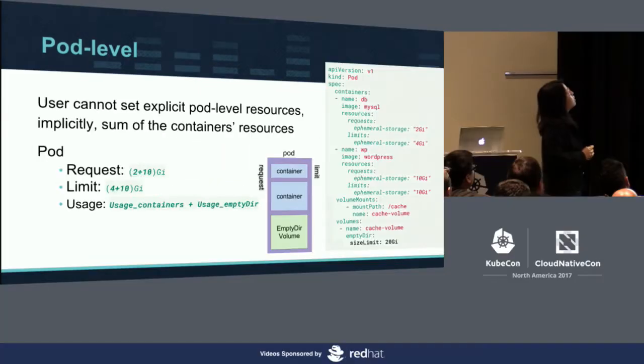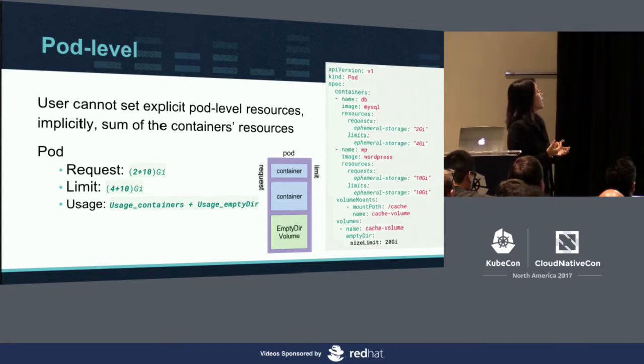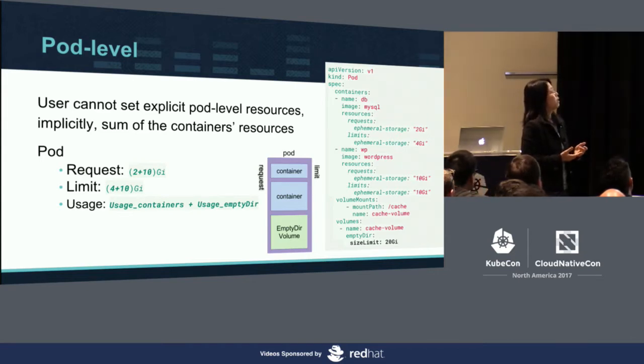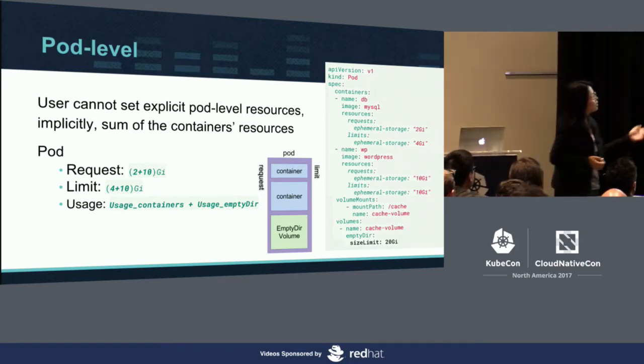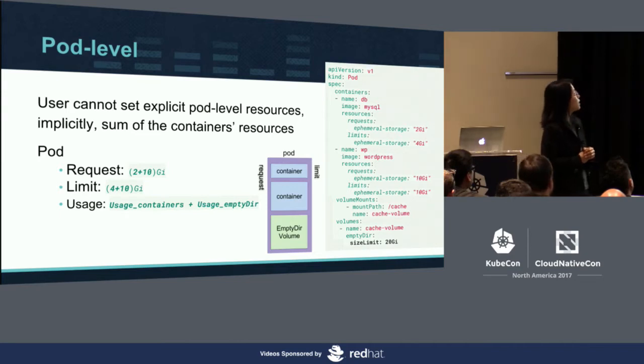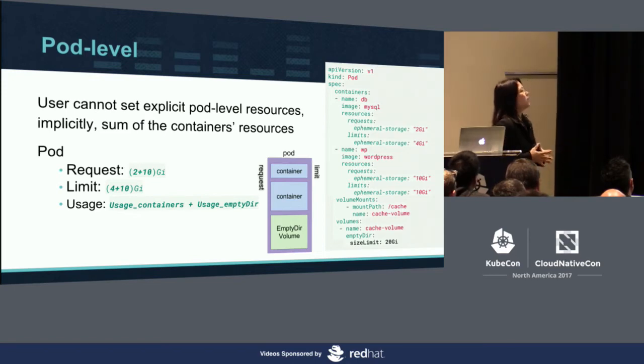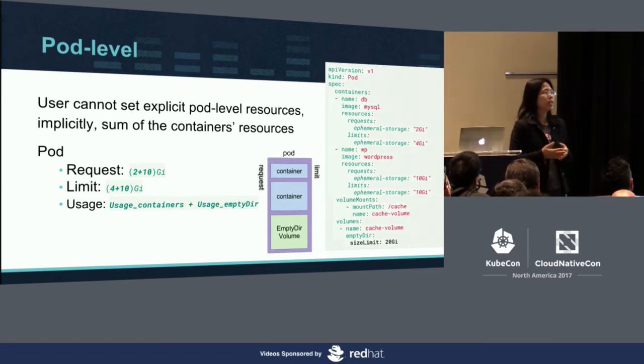So one thing is, right now we don't support explicit pod level resource specification, resource requirements. But internally, in the system, we actually calculate the pod level resource. It is basically the sum of all the containers. So in this example, we have two containers. At the pod level, the request will be a total of 12 gigabytes, and the limit is 14 gigabytes. And the usage for this pod will be the total usage coming from all the containers and also volumes, empty volumes.